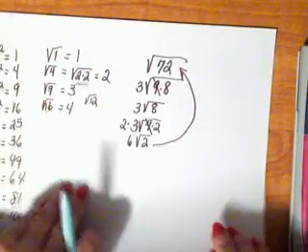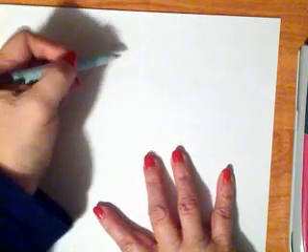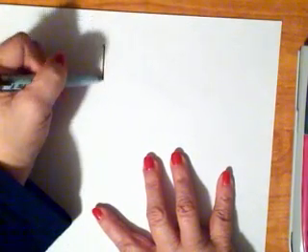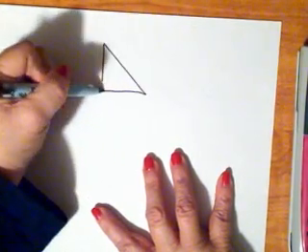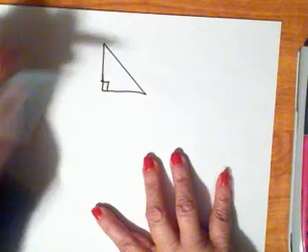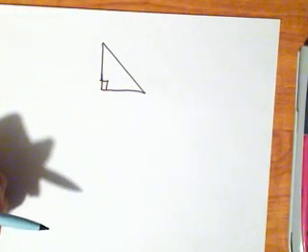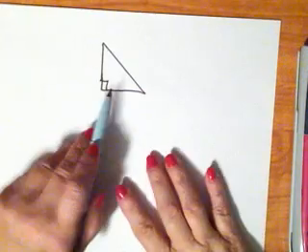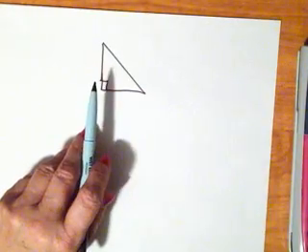Now, this is important because when we start looking at the Pythagorean Theorem, we've got to be able to simplify square roots. Alright, so let's say that we have a right triangle, and again, the Pythagorean Theorem only works when you know you have a right triangle, which means the box is in the corner.